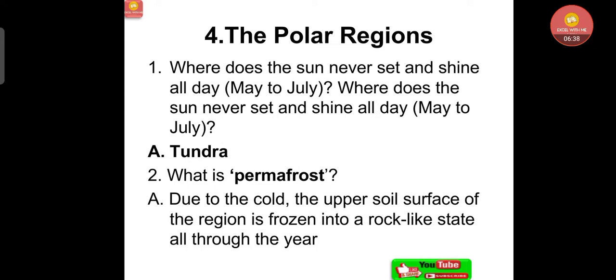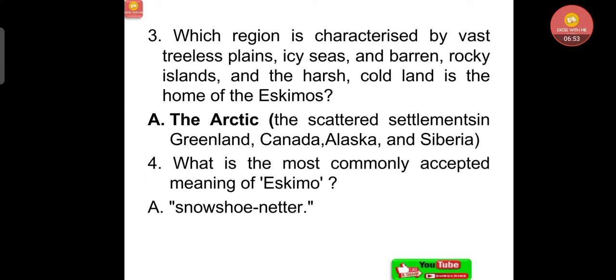That is tundra region. Next question, what is permafrost? Due to the cold, the upper soil surface of the region is frozen into a rock-like state all through the year. That is permafrost. Now which region is characterized by vast treeless plains, icy seas and barren rocky islands, and the harsh cold land is the home of the Eskimos? That is the Arctic, the scattered settlement in Greenland, Canada, Alaska and Siberia.